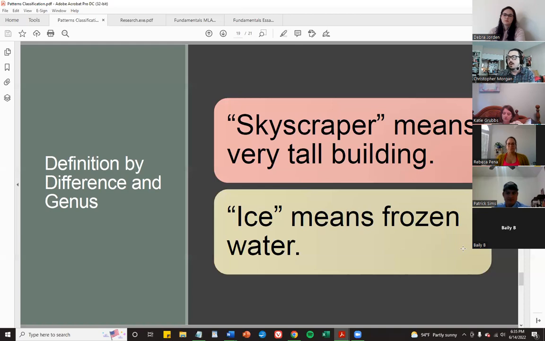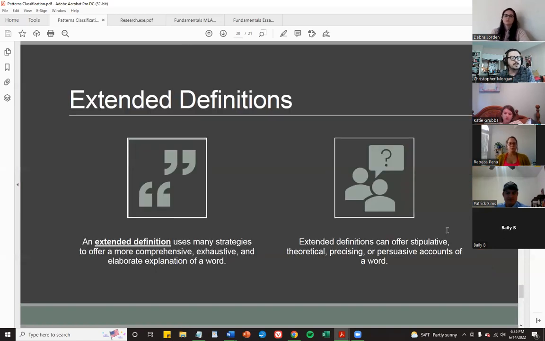Ice means frozen water, right? What is the genus? Water. What is the difference? It's frozen. What is the genus here? Building. What kind of building? It's a tall one, right? And that's a really useful definition. Whenever you're building definitions, especially for the first time, these are really pragmatic, useful definitions onto which to build arguments, and to serve as the basis for some of these extended definitions.